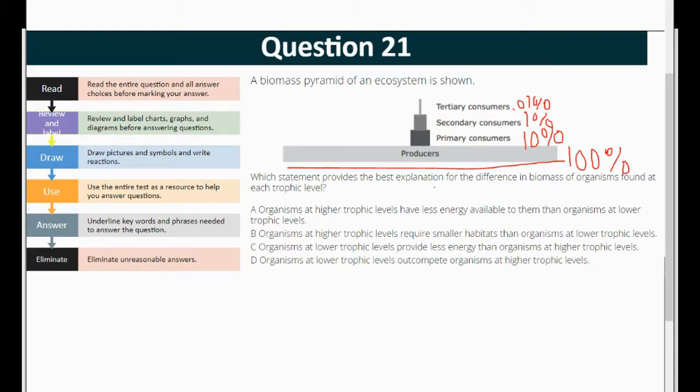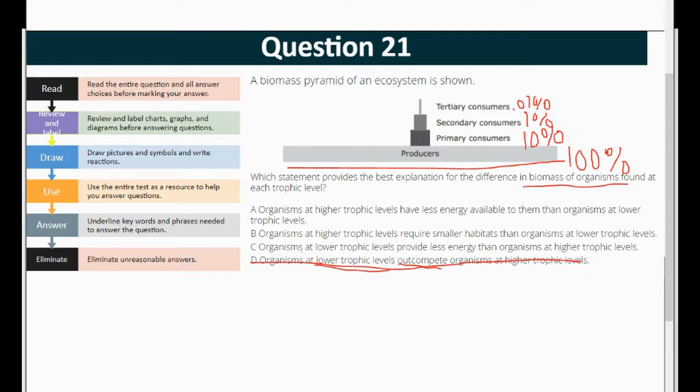Okay, so let's go back to our statement that we can see. It says, which one provides the best explanation for the difference in biomass of organisms found at each trophic level? Well, let's look at our options here. We'll go in reverse order. We'll start at D. Organisms at lower trophic levels outcompete organisms at higher trophic levels. So each trophic level represents a predator-prey relationship. So predator and prey don't usually compete with each other, right? So they're not going to be competing with each other. Grass doesn't compete with squirrels, right? So we don't have that competition relationship. We have a predator-prey relationship. So that one we can eliminate.